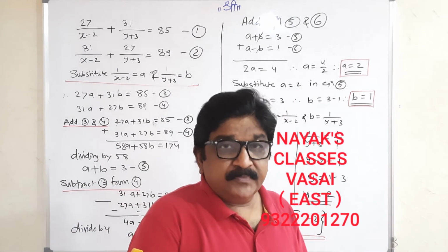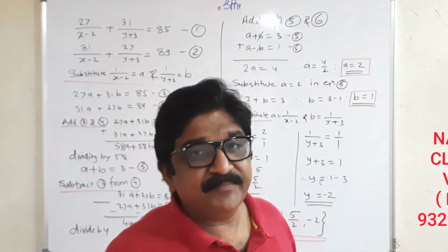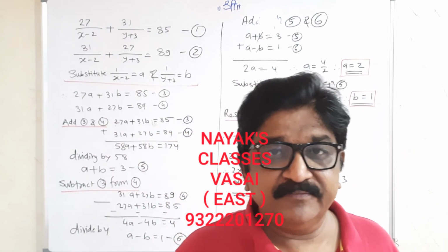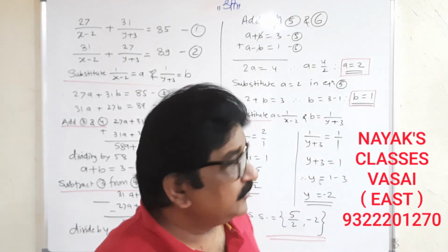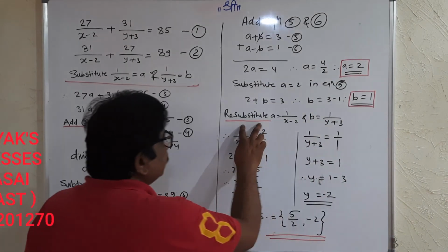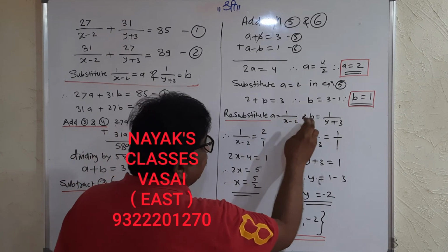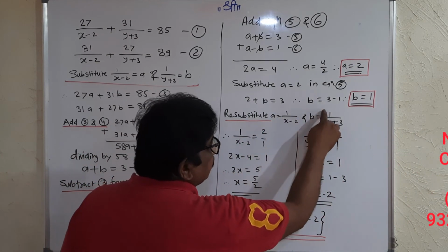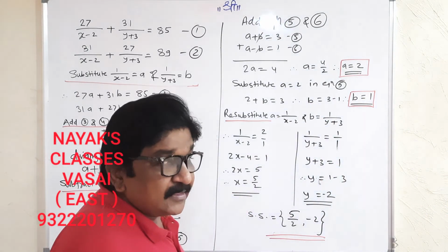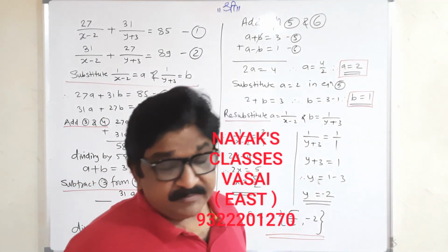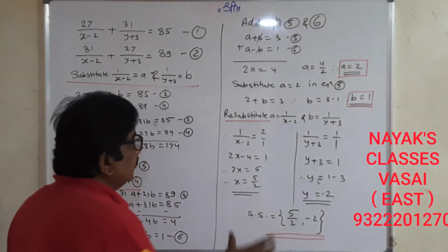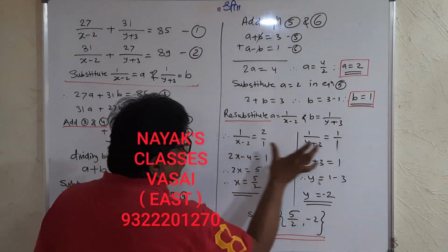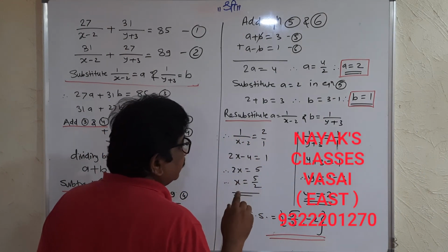But you know, we are not finding values of a and b. We are finding values of x and y, correct? So again, resubstitute values of a and b. a is 1 upon x minus 2 and b is 1 upon y plus 3. So after putting those values, we will get this one and this one. These two equations we got.